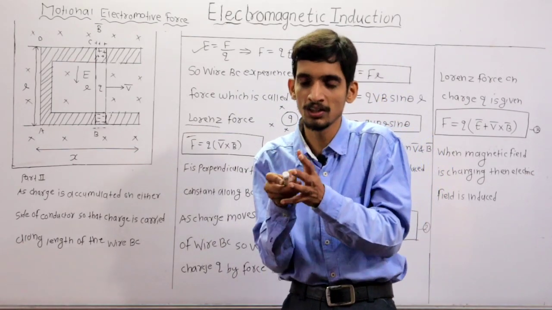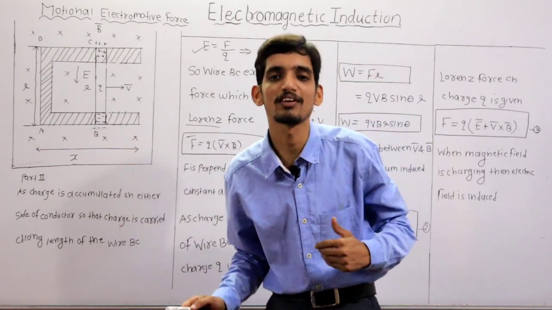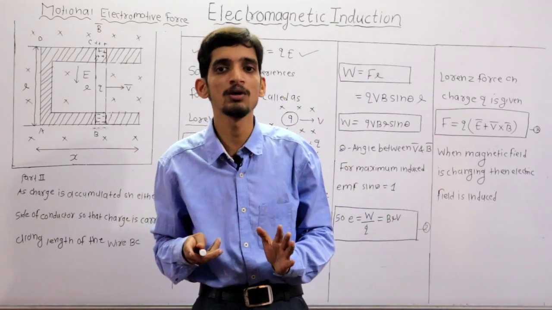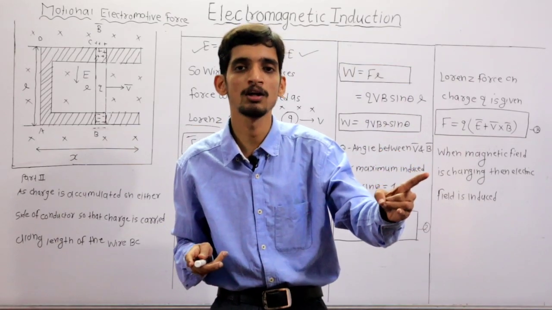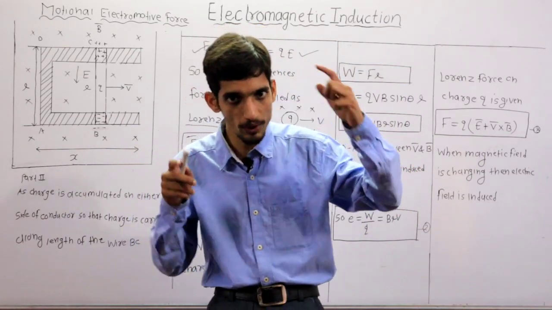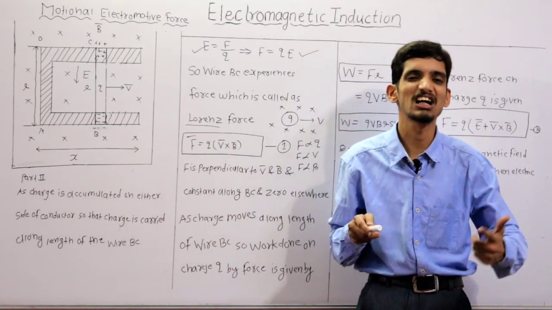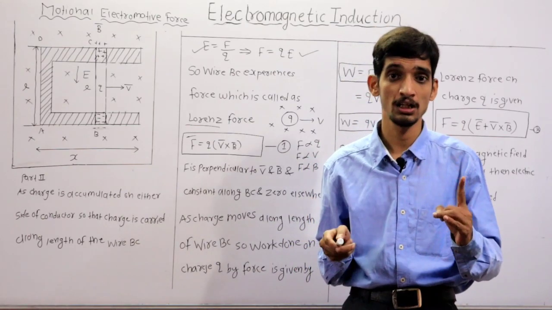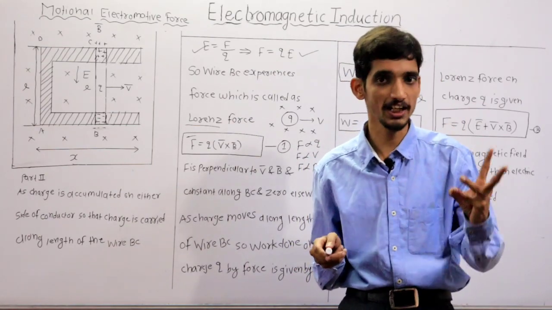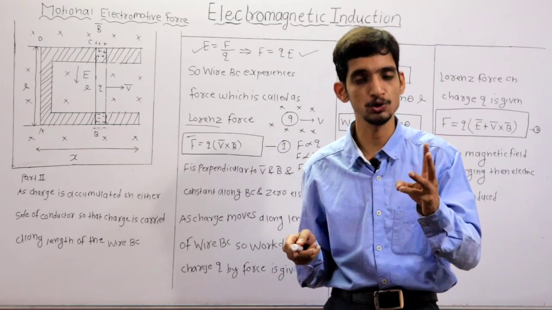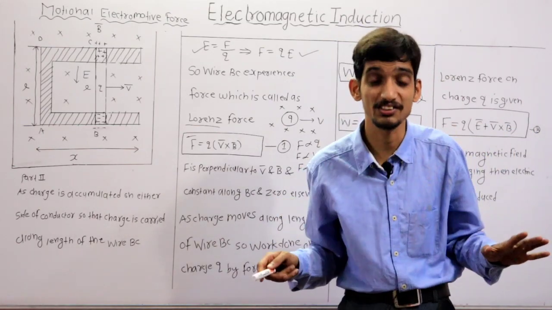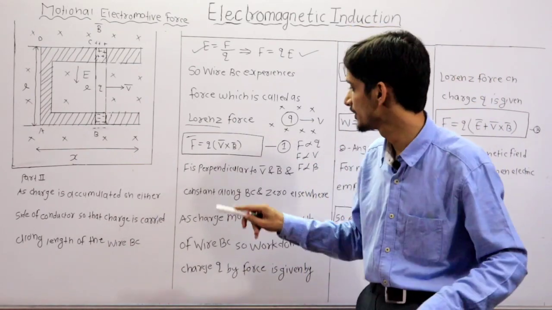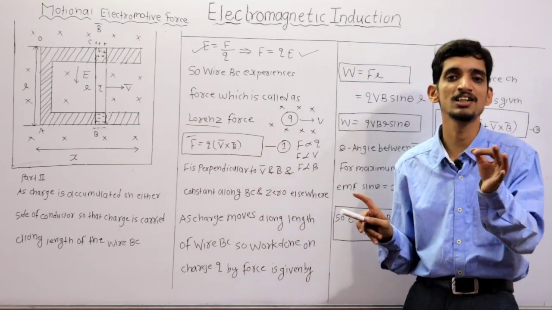So first we have proved charges are accumulated on either side of the conductor. Then when the charges are accumulated, we have written the formula for the Lorentz force, QVB. To experience the Lorentz force, the conductor has to satisfy certain conditions. What conditions? First, that conductor should be charged. Second, that charge should be in motion, it should not be at rest. And third, there should be a presence of magnetic field. Then only this QVB formula is applicable.